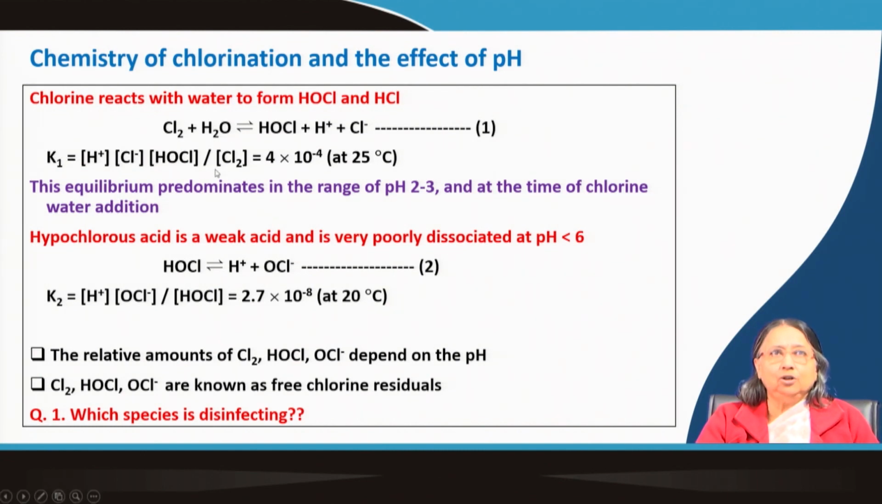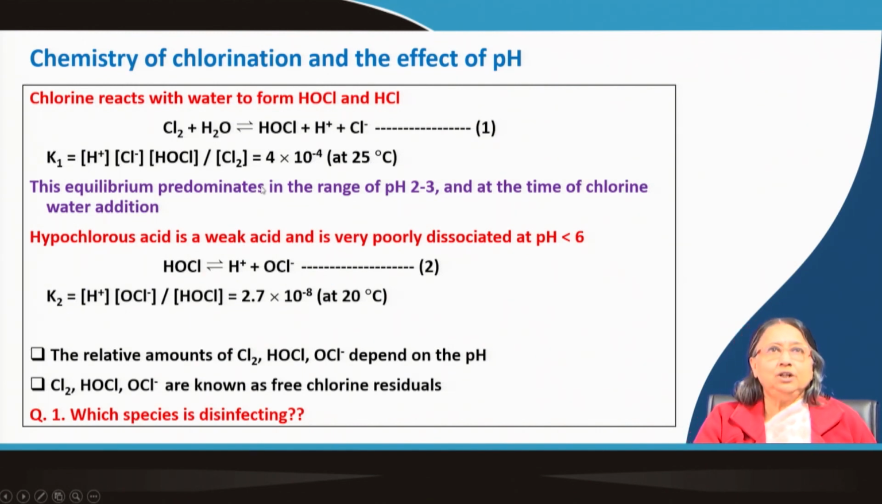And you know the equilibrium expression. So, this is the equilibrium constant. K1 is the equilibrium constant for this reaction, and it is nothing but H plus ion concentration into chloride ion concentration by HOCl concentration by chlorine concentration, and that is nothing but 4 into 10 to the minus 4 at 25 degree centigrade. You know that you have to mention the temperature, because this varies with temperature.